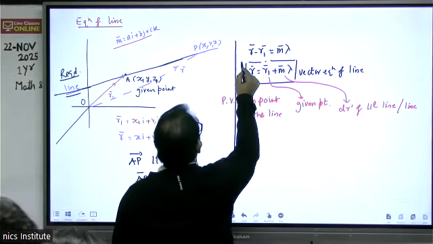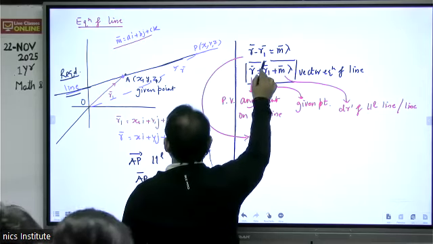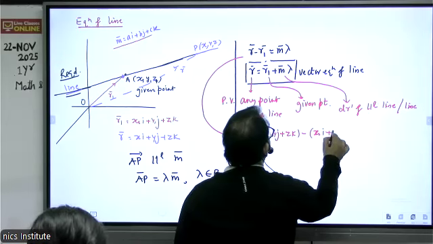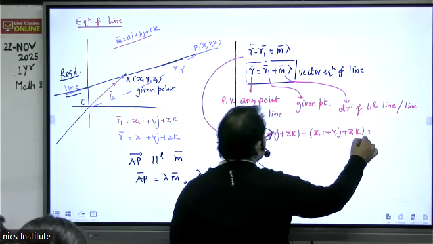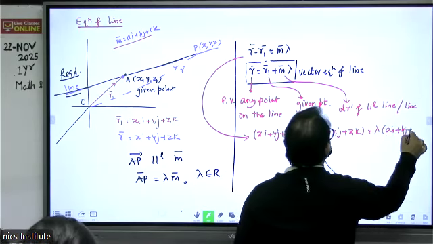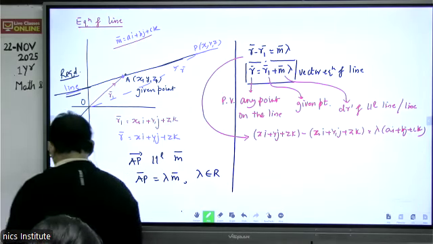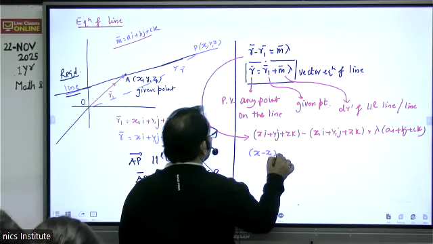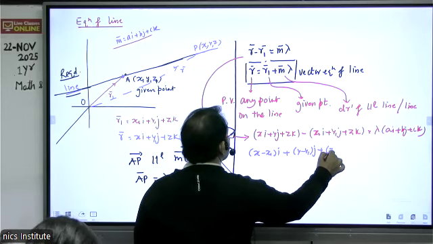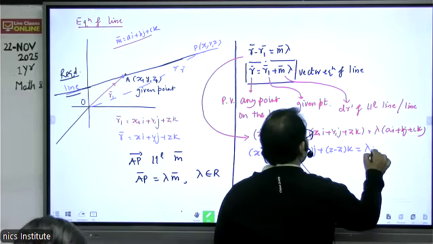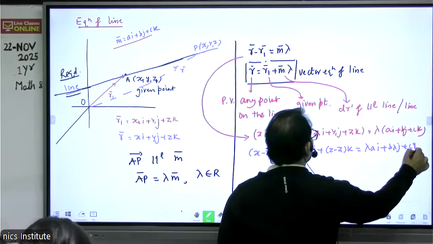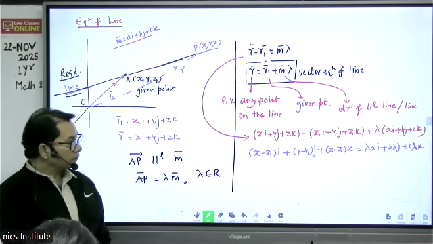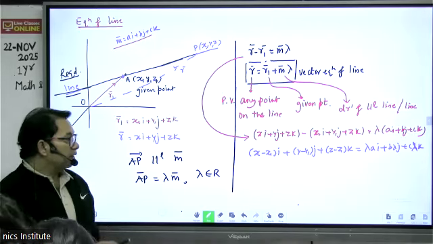Now, how will you convert this into Cartesian? Replace R and R1. R is xi + yj + zk minus R1, which is x1 i + y1 j + z1 k, equals lambda times m, where m is ai + bj + ck. And then compare the coefficients of i, j, k. This would be (x − x1) i + (y − y1) j + (z − z1) k, and the right side is a lambda i + b lambda j + c lambda k. i, j, k are linearly independent vectors, so you can always compare the coefficients.